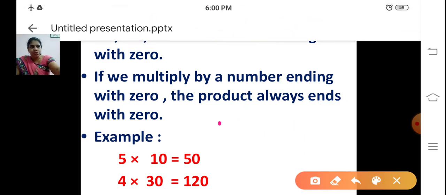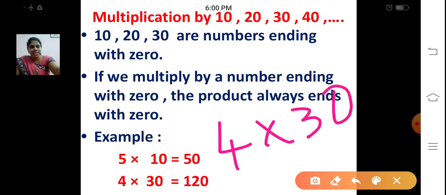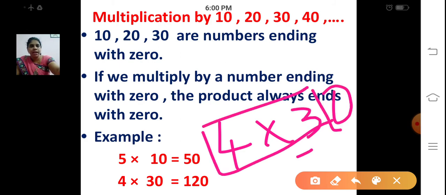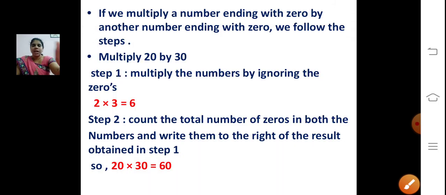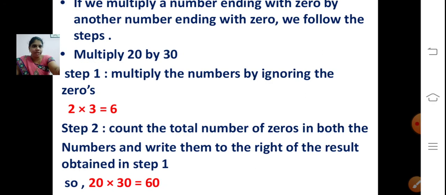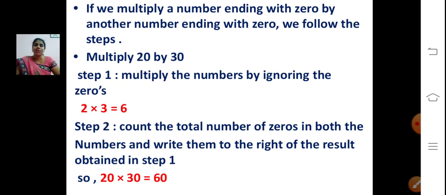What is the first step? 4 into 30. First multiply these two numbers, just leave the 0. Multiply 4 threes, write the answer 12, then followed by that 0. So the answer is 120. It's easy to multiply, right? Now, if we multiply a number ending with 0 by another number also ending with 0, we follow these steps.